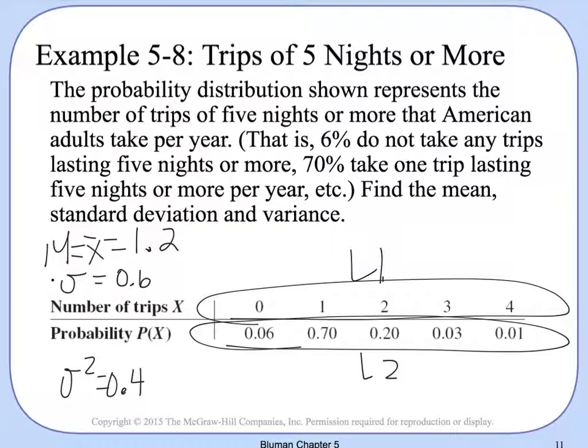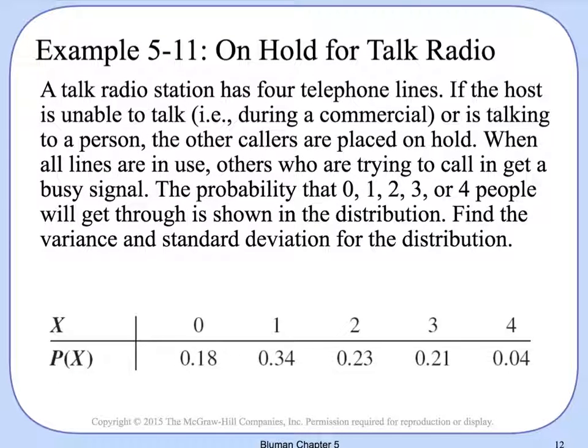Okay, so on average, with all of these different weights, people take trips of 5 nights or more 1.2 times per year. Okay, here's one more. It says find the variance and the standard deviation for this.